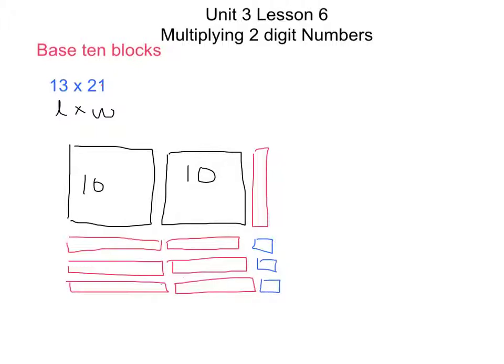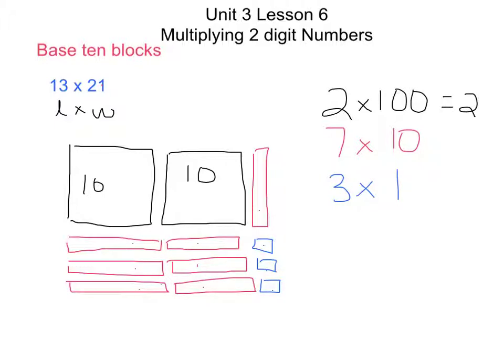Now they would look at how many hundreds they have, and they have 2 hundreds. They have 1, 2, 3, 4, 5, 6, 7 tens, and then they have 3 ones. So now all we're going to do is multiply these. So that would be 200. 7 times 10 would be 70. And 3 times 1 would be 3.